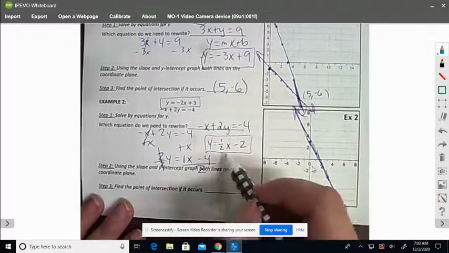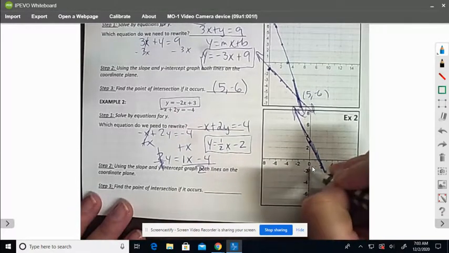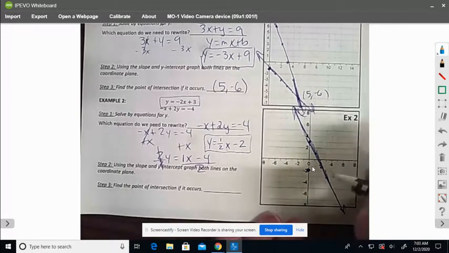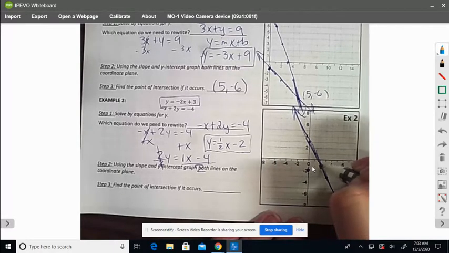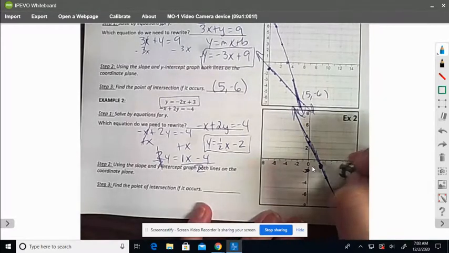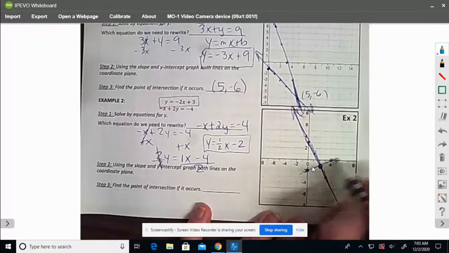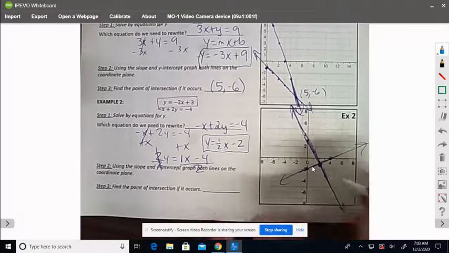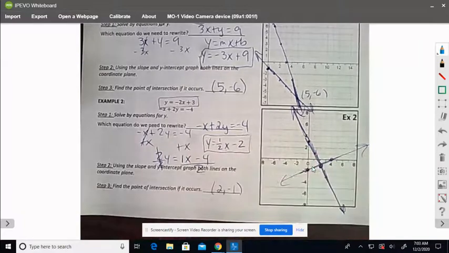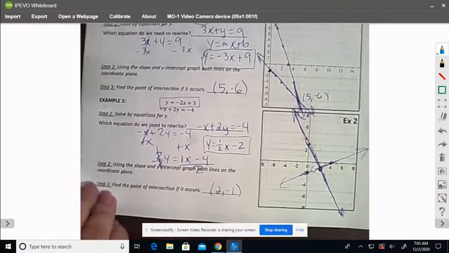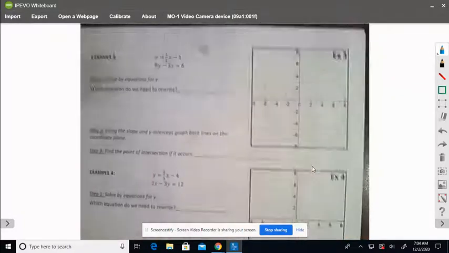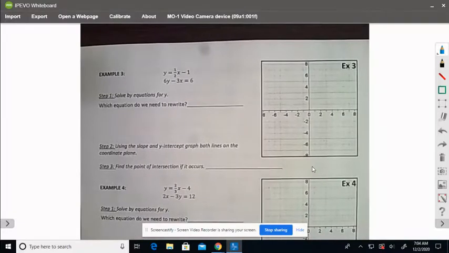So now I have this. I'm going to put my dot at -2 on the y-axis, because that's my y-intercept, and then I can go up 1 over 2. See the intersection, up 1 over 2. So my intersection there is at (2, -1), and that would be my solution. Let's do one more of these, and then you will get to practice.